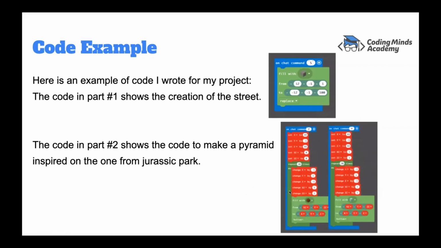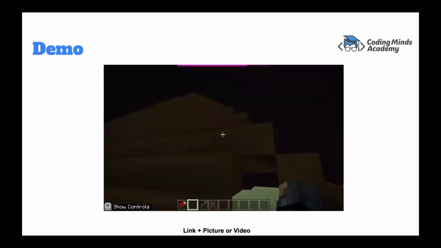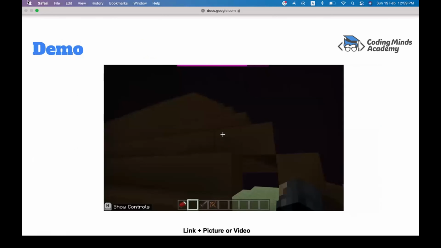This is where it makes the building. And this one is for the air because it has to be empty inside. So this is how I make my level.